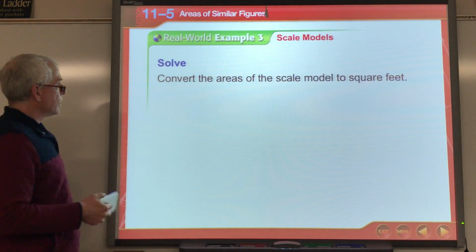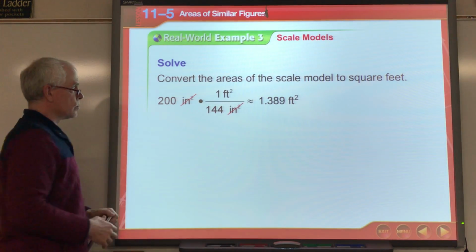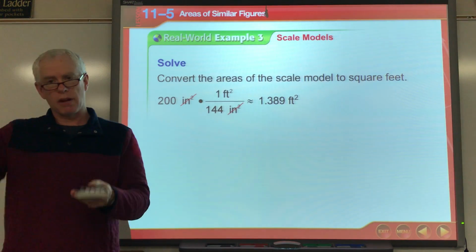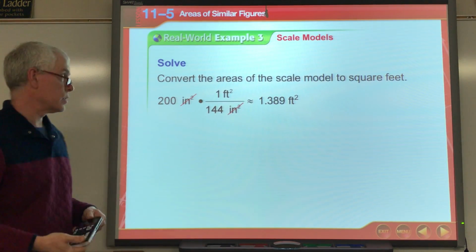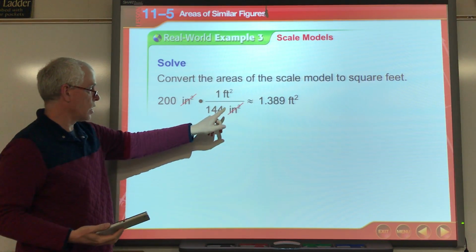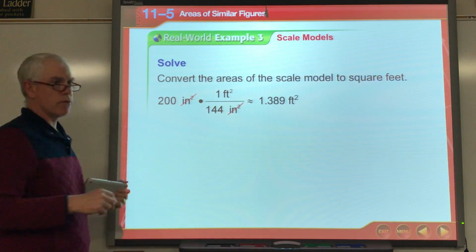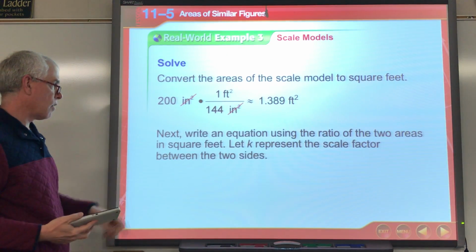So initially, we want to convert square inches to square feet, if you will. And remember that a square foot, a foot by a foot, is 12 inches by 12 inches, which is 144 square inches. So 1 square foot is 144 square inches. So if you take 200 divided by 144, you've converted it to square feet, okay? Which is then going to help me find the scale factor.